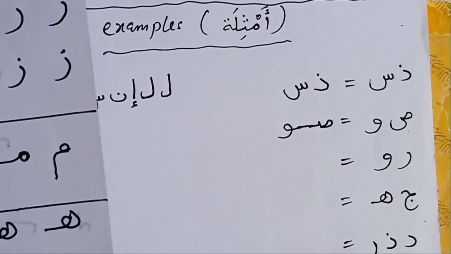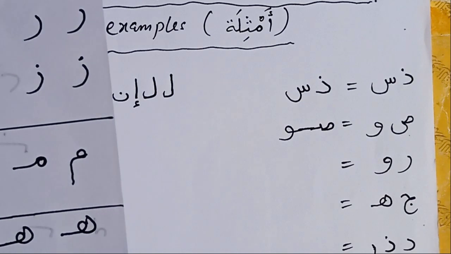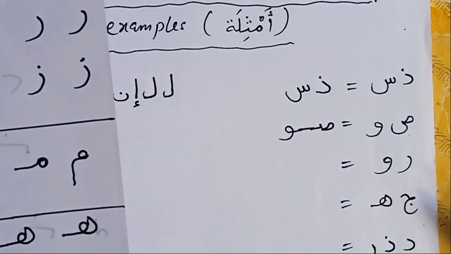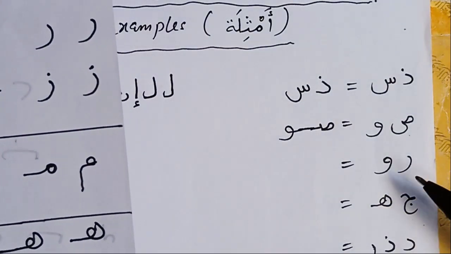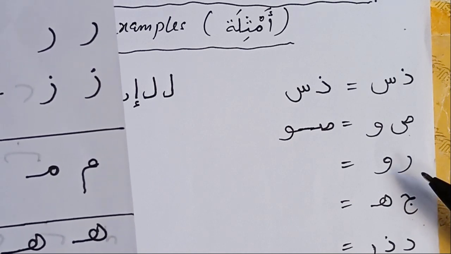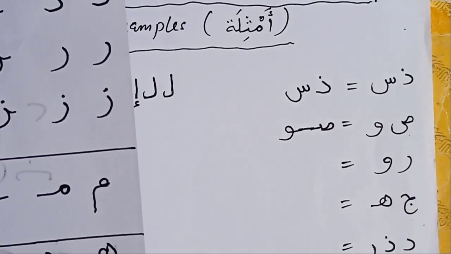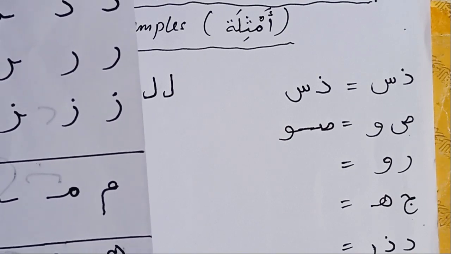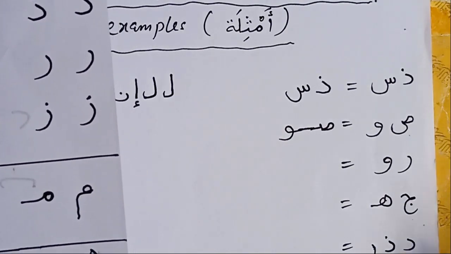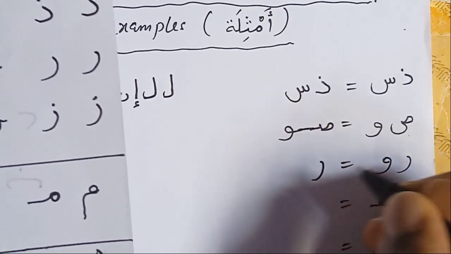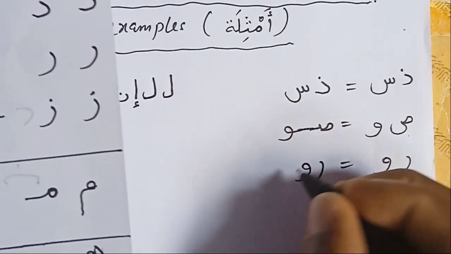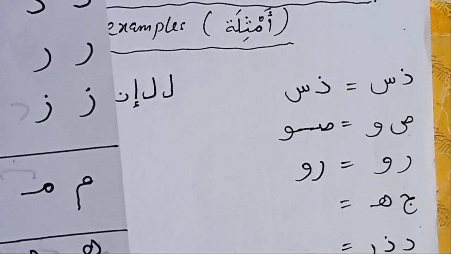The next example also has disjoint letters appearing together. When they appear together, they will not be joined together. They will be rewritten the way they were. So we have the Ra and we have the Waw, and that is all for that.